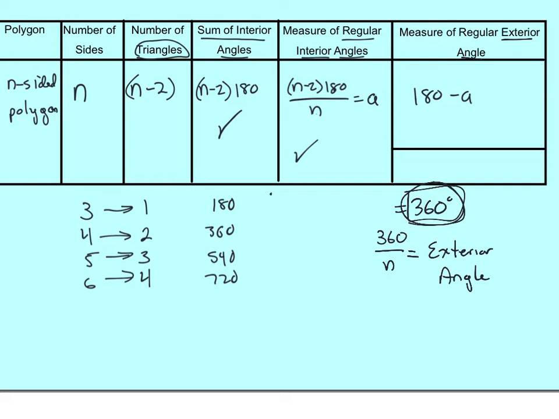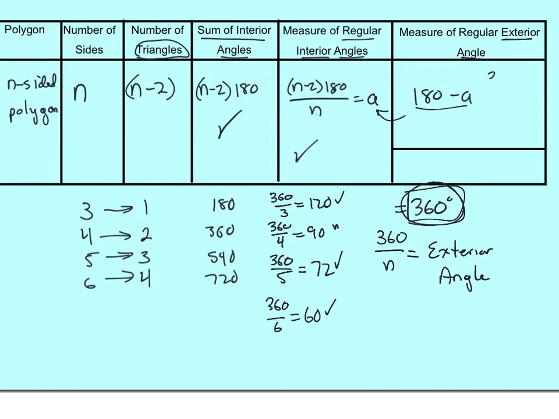You can do a quick check. 360 divided by 3 was 120. If you go back and look, that's what my exterior angle is. 360 divided by 4 is 90. 360 divided by 5 is 72. Those were all matched up. 360 divided by 6 equals 60. That was what happened every single time. So I can take 180 minus that, or I can take 360 divided by my number of sides. I should have shown you a little bit more in there, but I apologize, I didn't.